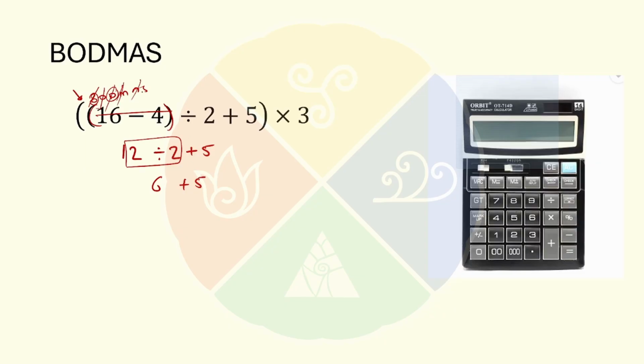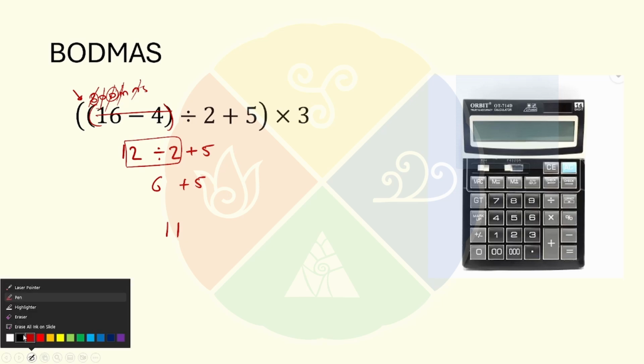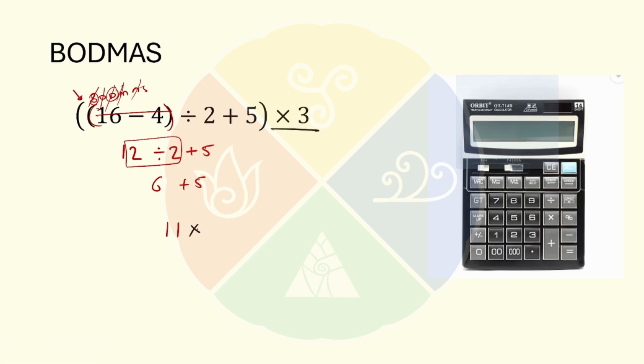Then multiplication is not there. Addition is there. 6 plus 5 will give you 11. Everything inside the bracket is done. Now you don't even have to write this bracket. It's over. Now you can go back to the original question and copy this into 3. Now you see bracket is done. Order is not there. Division is not there. Only multiplication is there. Answer will become 33.